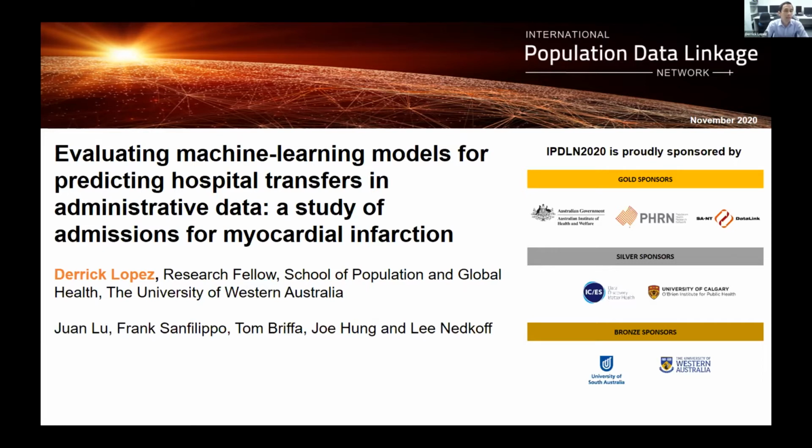I am a health service researcher, and this was done in conjunction with my data scientist colleague, Joan Liu, who's one of the co-authors on this paper.